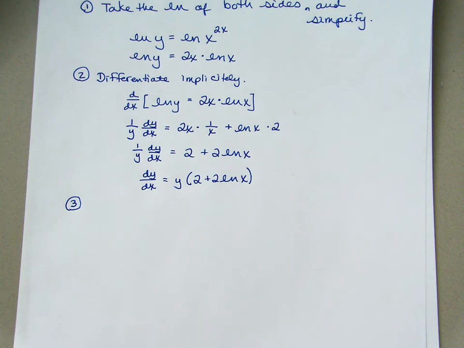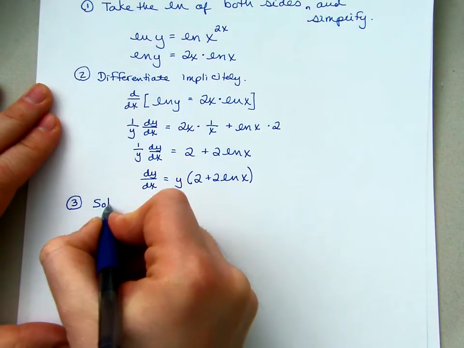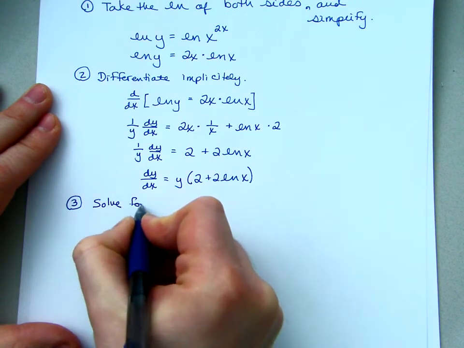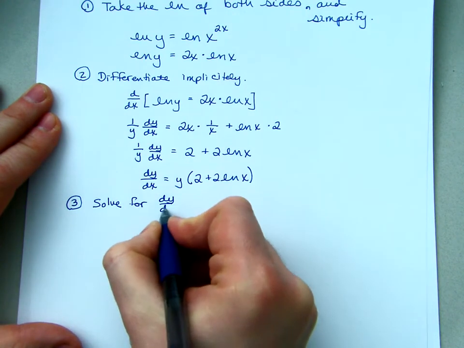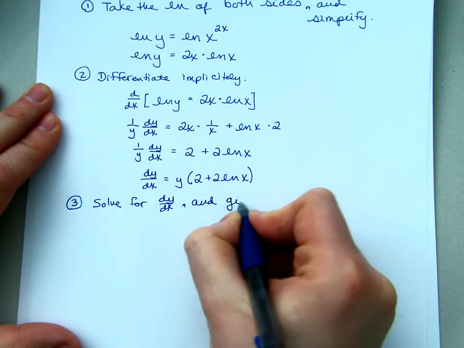We know what y is. Y is just x raised to the 2x. Why don't we just plug that in? I'm going to say step number 3. We already kind of started step number 3, I guess. Solve for dy dx and give the answer just in terms of x.